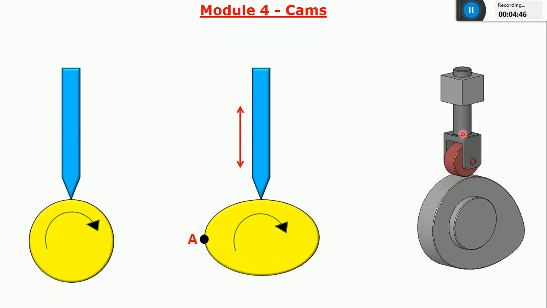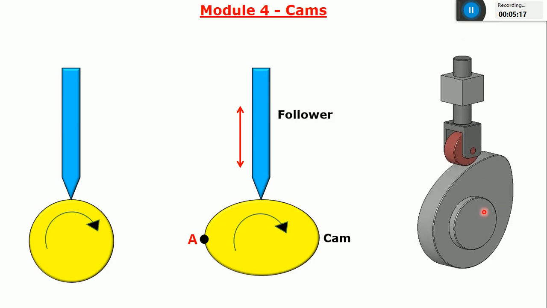So if the input motion is rotary, and due to the non-circular nature of this cam, the follower starts moving in an upward and downward direction. As I said, as point A moves towards this follower, the follower will move in upward direction. As point A moves away from this follower, the follower starts moving in a downward direction. So this is nothing but a cam and follower. I can call this a cam and this a follower.